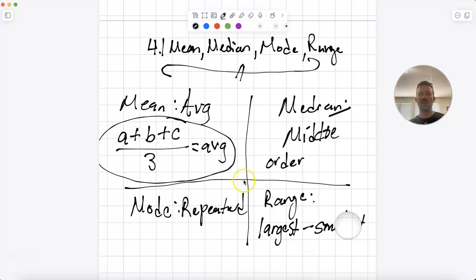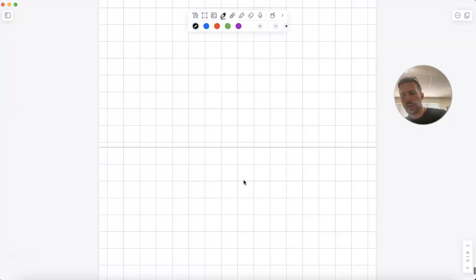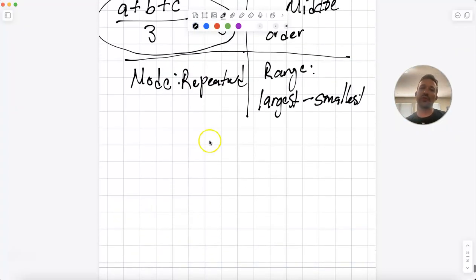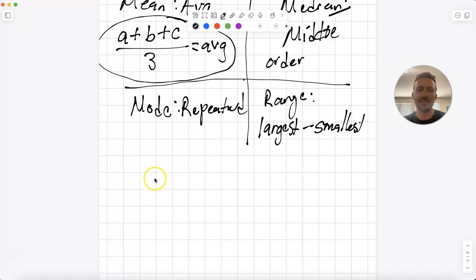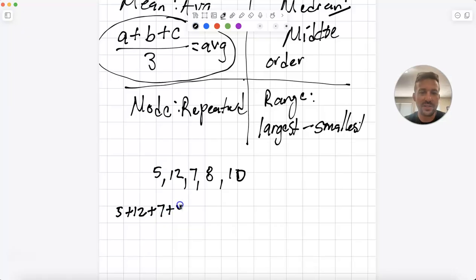Okay, let's do some word problems here. Or you know what? First, let's just do these things with some numbers. So I'm just going to throw some numbers out here: 5, 12, 7, 8, 10. We'll be good with 5 of them. If we're going to get the average, you would just do 5 plus 12 plus 7 plus 8 plus 10, and you divide by however many there are. And there are 1, 2, 3, 4, 5 of them. Then you would just add them up and get whatever your answer is here.